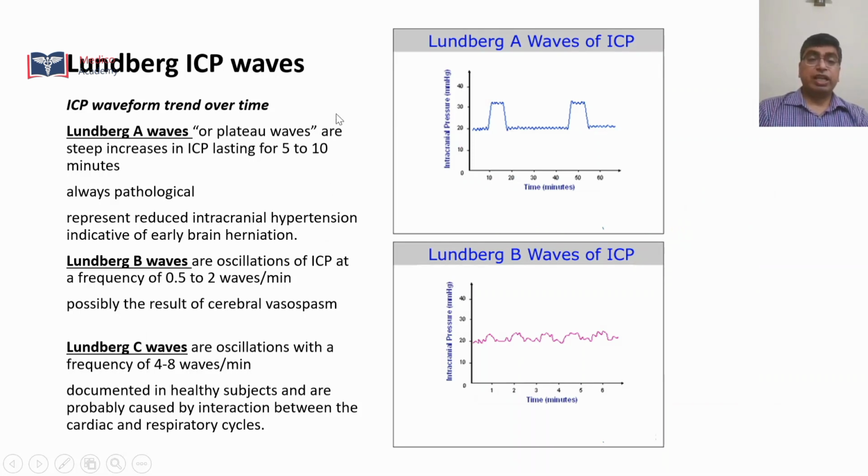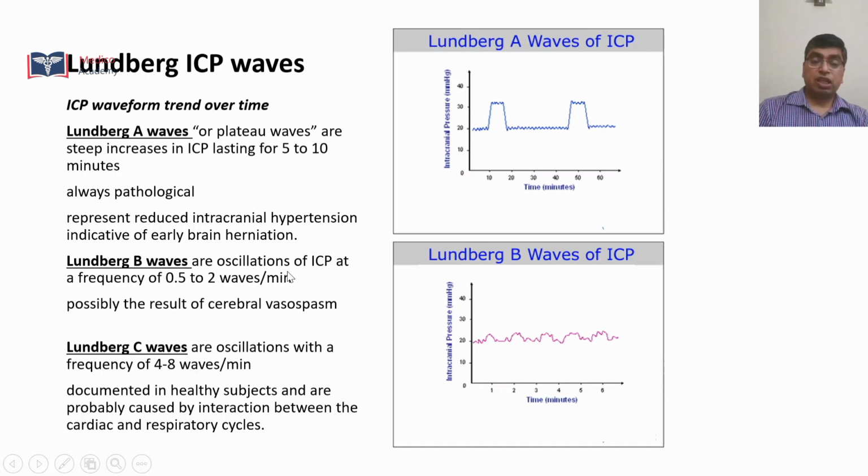Then there are Lundberg ICP waveforms, in which intracranial pressure is measured in relation to time. In this, the waveforms of the CSF are monitored, and a steep increase in ICP lasting for 5 to 10 minutes suggests a pathological condition and severe intracranial hypertension. These are called Lundberg A waves.